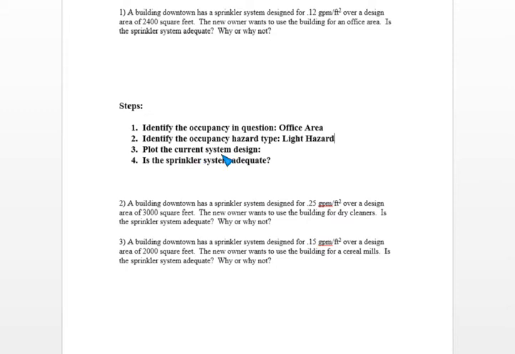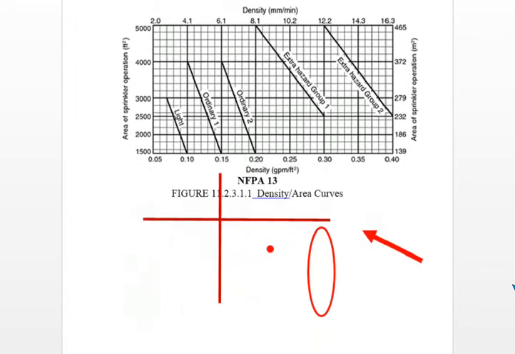Next we need to plot the current system design. It tells us that our system design is 0.12 over 2,400 square feet. So we need to go down to our chart here, and we said 0.12. We'll identify where 0.12 is on our chart, which is going to be 0.10, 11, 12. So 0.12 is the second line in. We'll take our line at the 0.12 mark, so 0.12 density is here, and we said it was over 2,400 square feet.